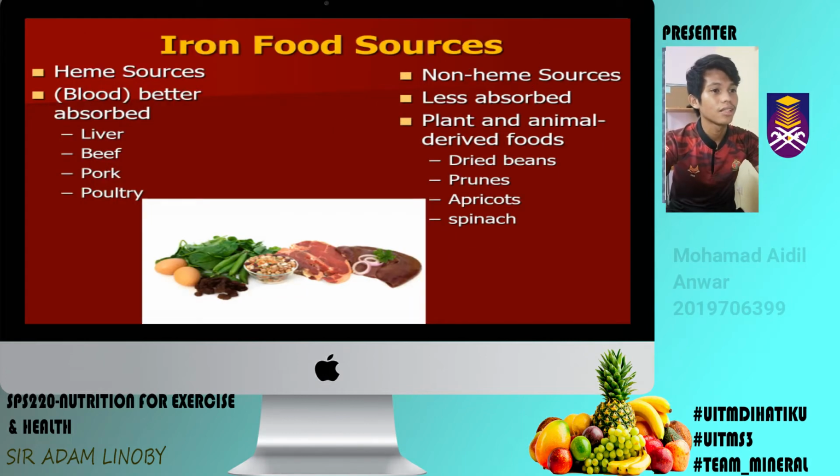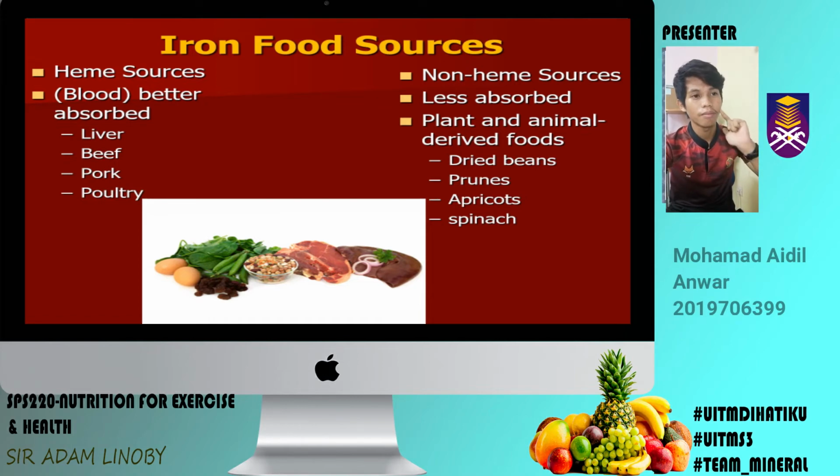So next, iron food sources are divided into two sources. The first one is heme, and the second one is non-heme sources. For the heme sources, better absorbed by the blood, such as liver, beef, pork, but don't eat that, and poultry. For the non-heme sources, less absorbed by the blood. For example, plant and animal derived food such as dried beans, prunes, apricot, and spinach.